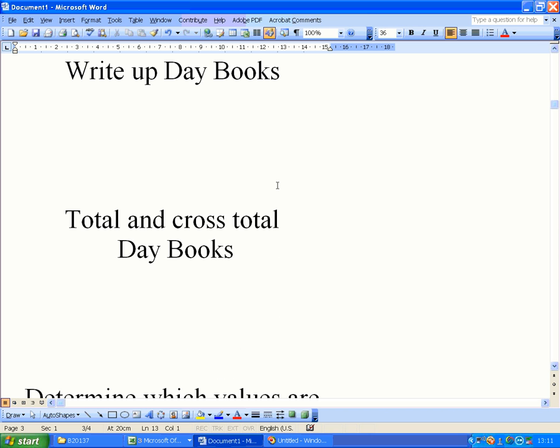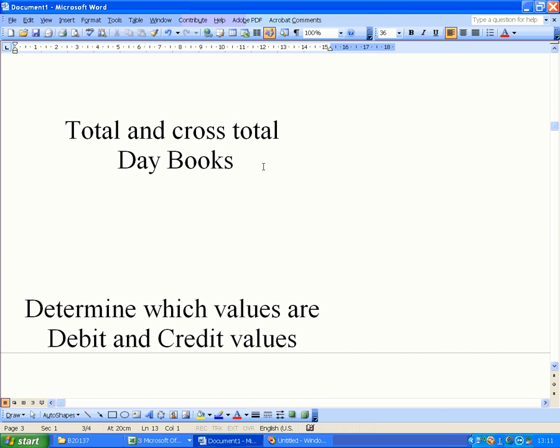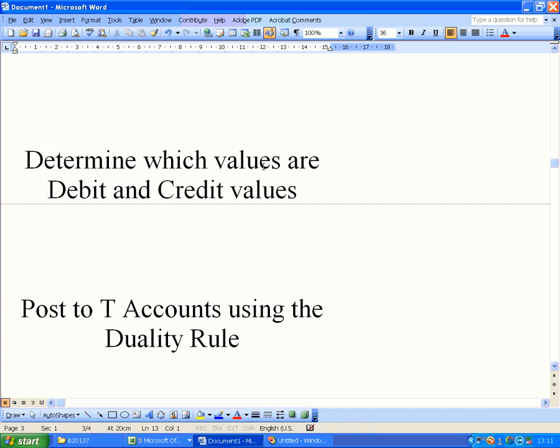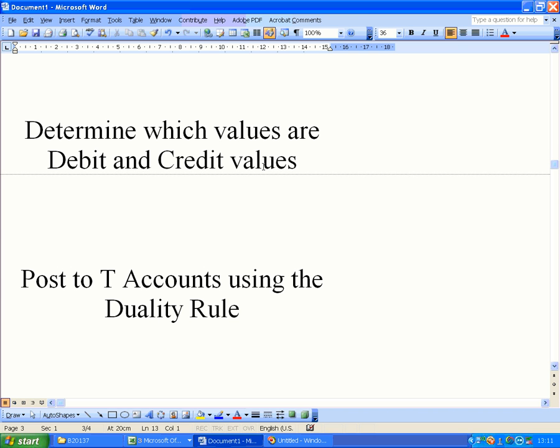When all the source documents were entered for a particular period, we totaled that daybook and cross-totaled the daybook so that the total analysis columns equaled the total column. We then had to determine which values were regarded as debit and credit values. When this was done, we posted to T accounts using the duality rule where every debit equals a credit.